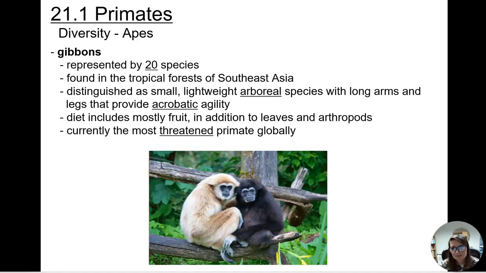With the gibbons, there's going to be about 20 species of these. They're found in tropical forests of Southeast Asia. They're distinguished as small, lightweight, arboreal species with long arms and legs that provide aerial agility. So that means that they're able to swing and climb through the trees very easily. Their diet's going to include mostly fruits with addition of leaves and arthropods. Currently, they're the most threatened primate globally.